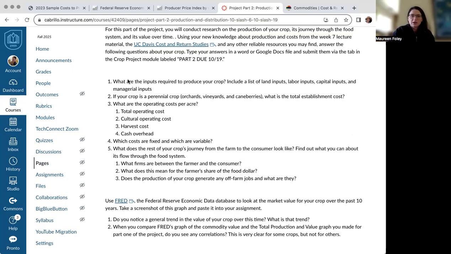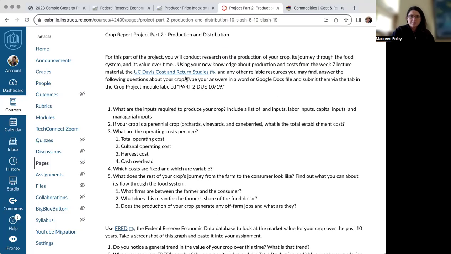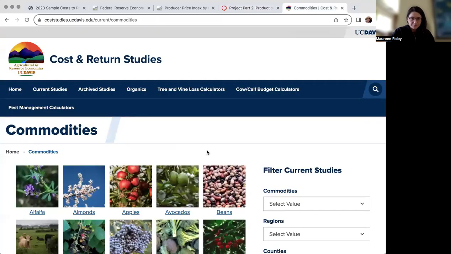So you'll be looking at the different inputs that are required to produce your crop and the operating costs. So what those inputs cost you to use. And for that, you are going to be using these cost and return studies that come from UC Davis. I think that I showed you guys this in the last video, but we will check it out again. So if you hit this link here, it brings you to this webpage.